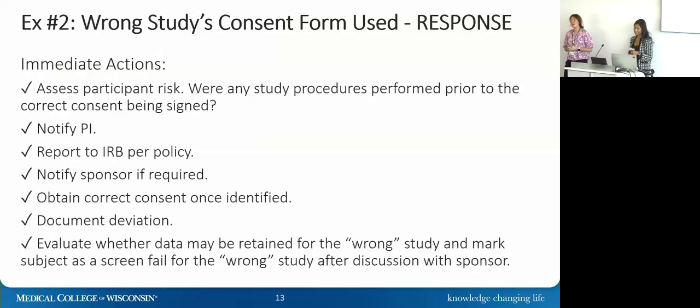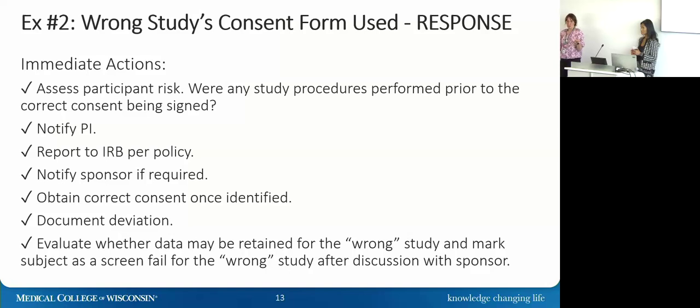Okay, so immediate actions here. What should we do here? We should assess the participant's risk. Did they do any invasive procedures? Obviously we have to notify the PI and report to the IRB per the policy. To me, this would probably be reportable. Again, you make that determination with the PI. Notifying the sponsor, and notifying the other sponsor if it's a different one. Probably if it's that similar of a study, it's maybe the same sponsor, but making sure you're notifying everyone about what happened.